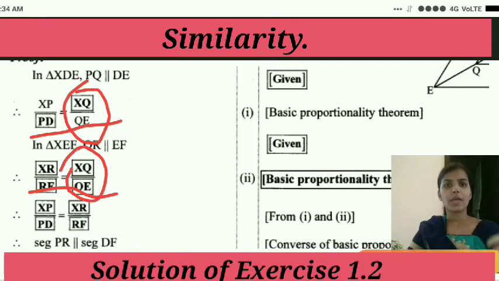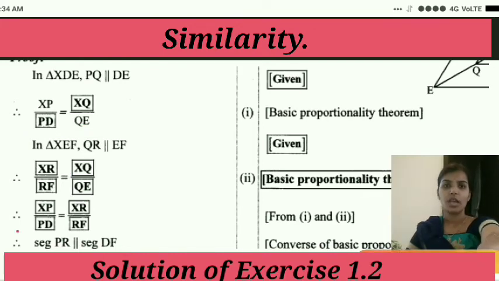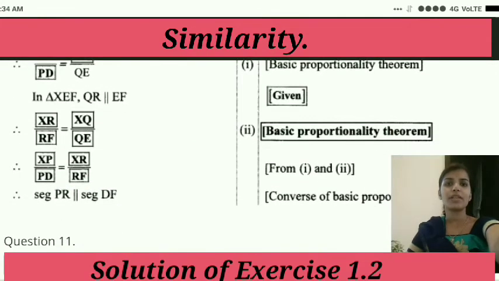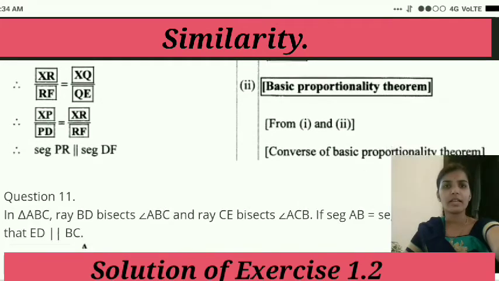If XP upon PD is equals to XQ upon QE and XR upon RF is equals to XQ upon QE, then from 1 and 2 we check out these two. XP upon PD is equals to XR upon RF. So this is from 1 and 2. Then if these two ratios are equal, then we write down PR is parallel to segment DF. Reason, converse of basic proportionality theorem. Understand? Then the next one.